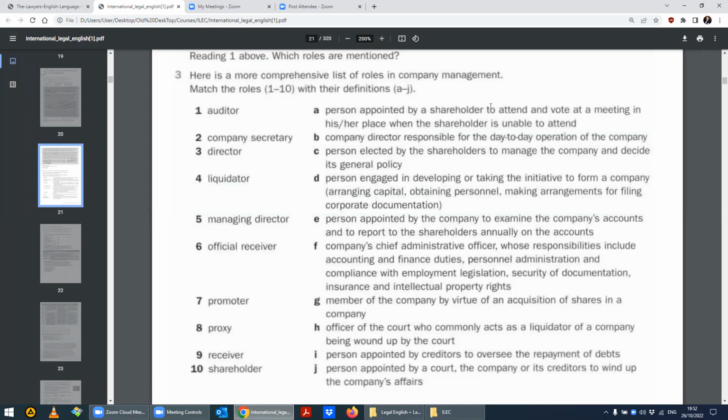Right, let's have a look here. Look at G. Who or what is G? Which number? 1, 2, 3, 4, 5, 6, 7, 8, 9, or 10? Who or what is G? A member of a company by virtue of an acquisition of shares in the company. In other words, buying or somehow obtaining a share in the company.